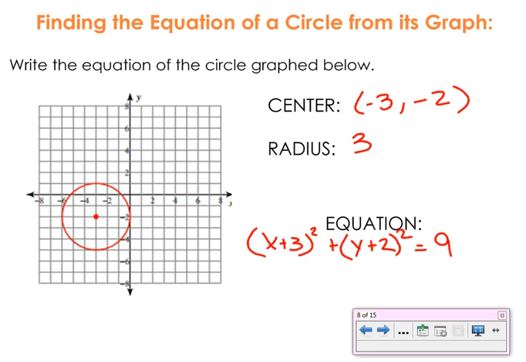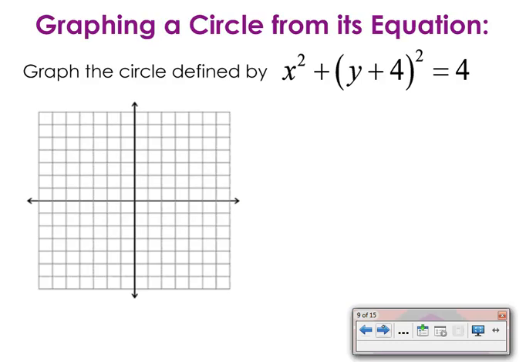So for this graph, we should have gotten an equation of x plus 3 squared plus y plus 2 squared equals 9. The last approach we're going to look at is graphing from its equation. So first we have to find that center point.